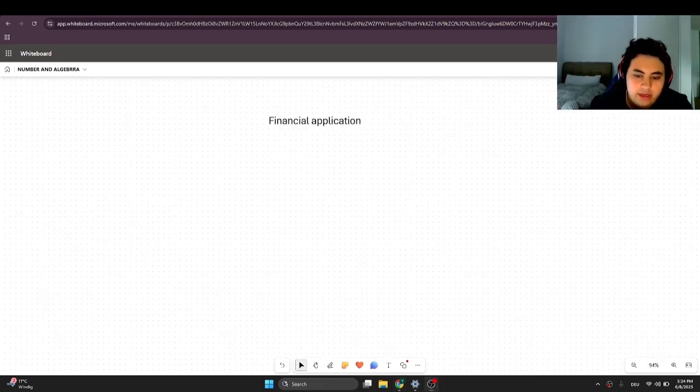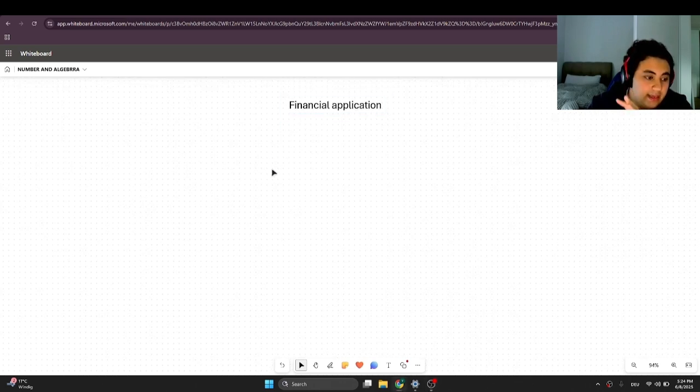Okay, so now that we have geometric and arithmetic sequences down, we are going to look at their financial application, because we can apply this to real world problems or situations. Let's say you put a sum of money in a savings account, for example. What is going to happen to that money? How is it going to change? How can we calculate that?